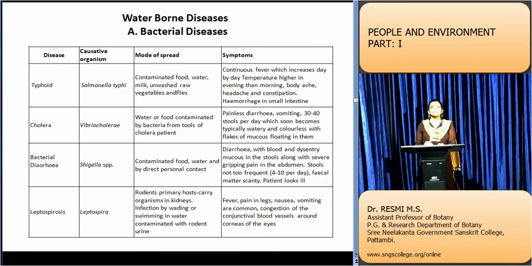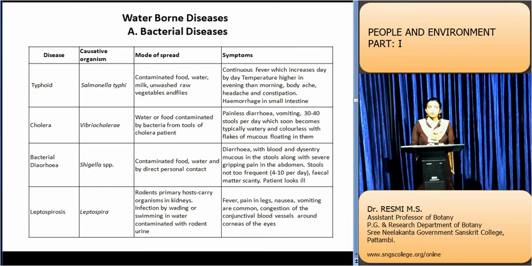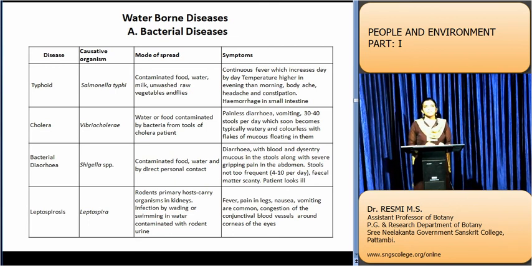And the first one is typhoid. You have to know the causative organism of typhoid, that is Salmonella typhi. The major sources of Salmonella typhi are contaminated food, water, milk, unwashed raw vegetables and flies. And I am not going deep into symptoms. You can look them up: continuous fever, hemorrhage, headache, shivering, body ache, etc.